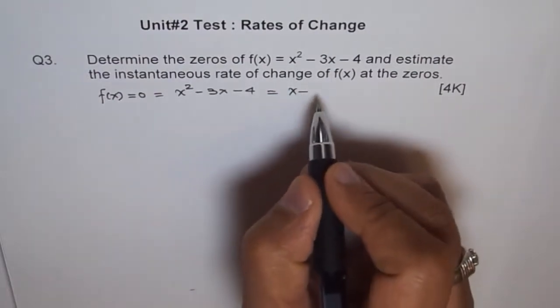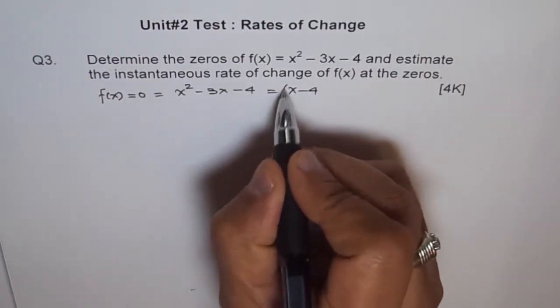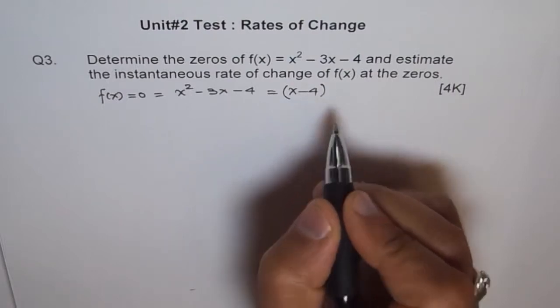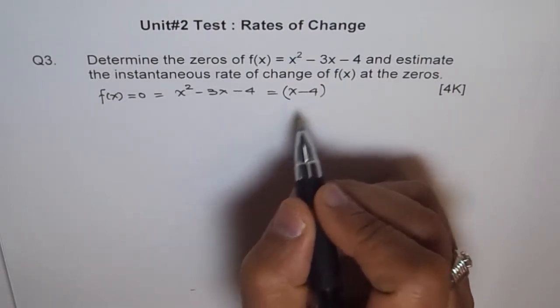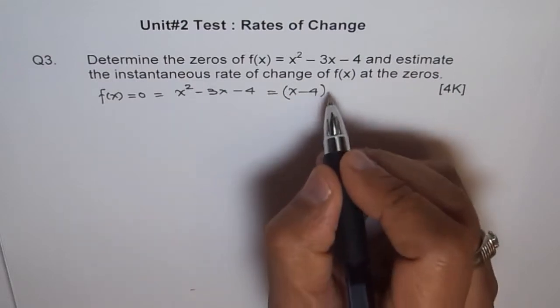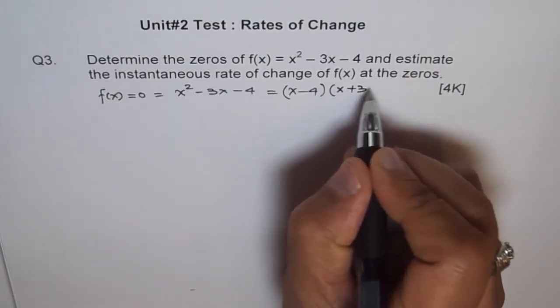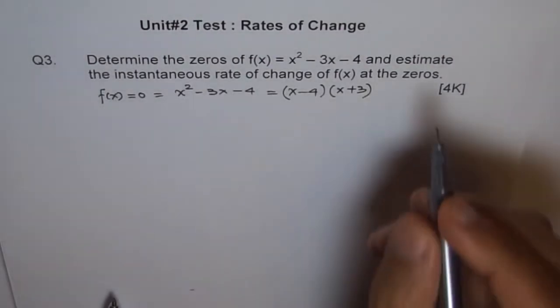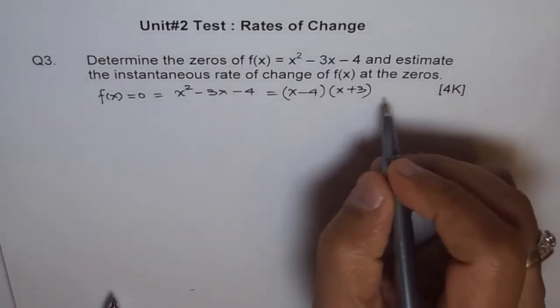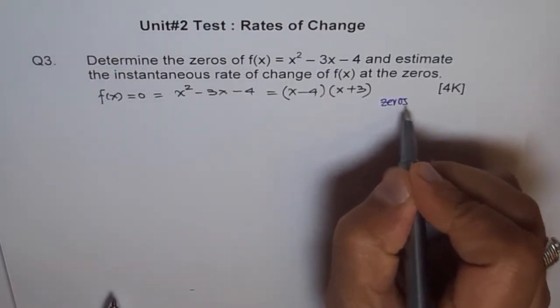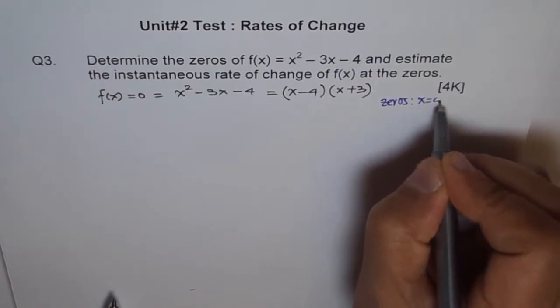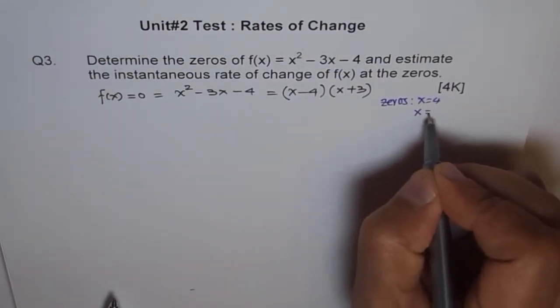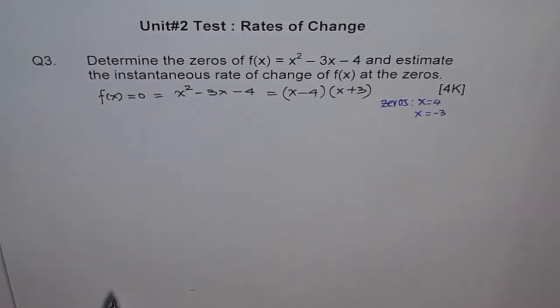So you get 4 negative because of minus 3, right? When you multiply minus 4 and 1, you get minus 4. And when you add minus 4 plus 1, you get minus 3. So you get x minus 4 times x plus 1. Now this factored form tells you very clearly what our zeros are, correct? So let me write down the zeros here on the side so that we remember them. So this function will have zeros at x equals 4 and x equals minus 1, correct? So these are our zeros.